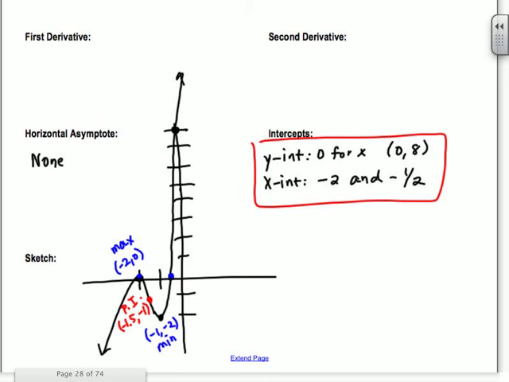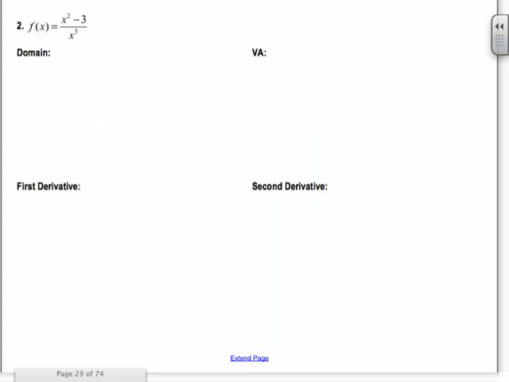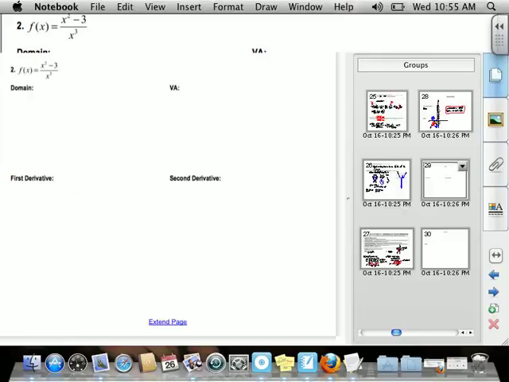Okay, so next one. Go ahead and find the first and second derivative. Think about the domain, the vertical asymptote. So I'll let you guys start this one, so see if you can do it. This is pretty much how your quiz is going to be. It's just going to be one question. You have to label everything. So try this one.